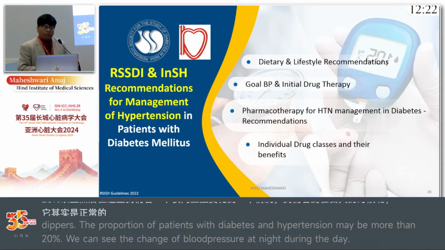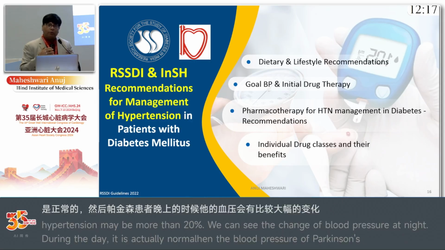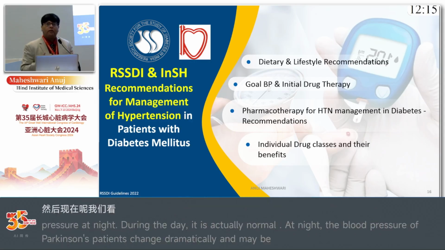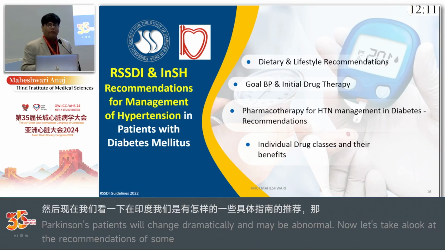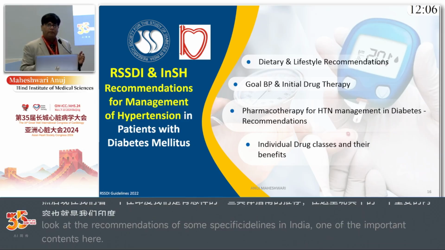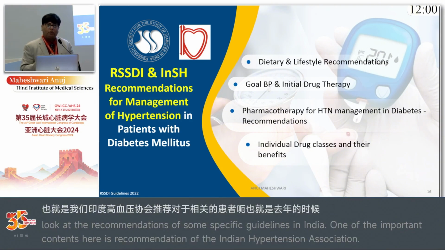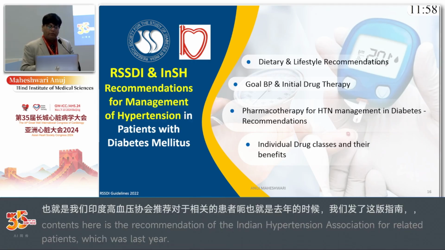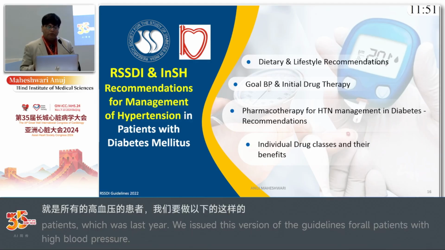Now come over to the recommendations. In India, we have two popular recommendations for the management of hypertension in diabetes. One recommendation has been issued by the Indian Society of Hypertension, which released its guidelines last year in 2023 for all kinds of hypertension, for all areas and fields of hypertension. RSSDI has released its guidelines which pertain only to hypertension in patients with diabetes.